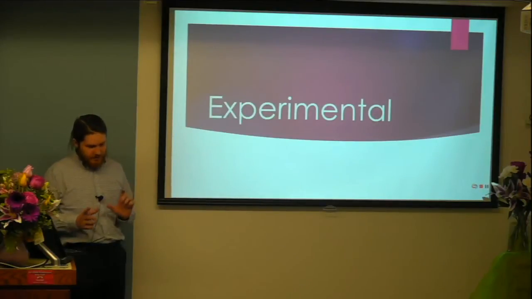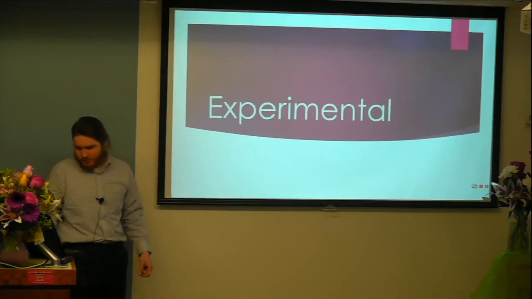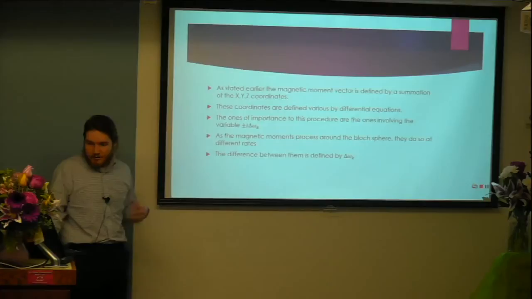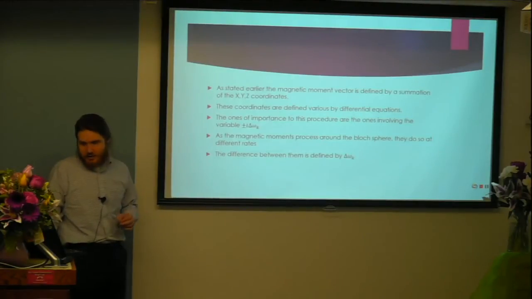Specifically, the disorder is the variance between each individual magnetic moment as it moves. As stated earlier, they are defined by the summation of the x, y, and z coordinates, which are defined by various differential equations. The important variable in this is the plus or minus i delta omega k. They move at different rates, and the difference between those is defined by the delta omega k.